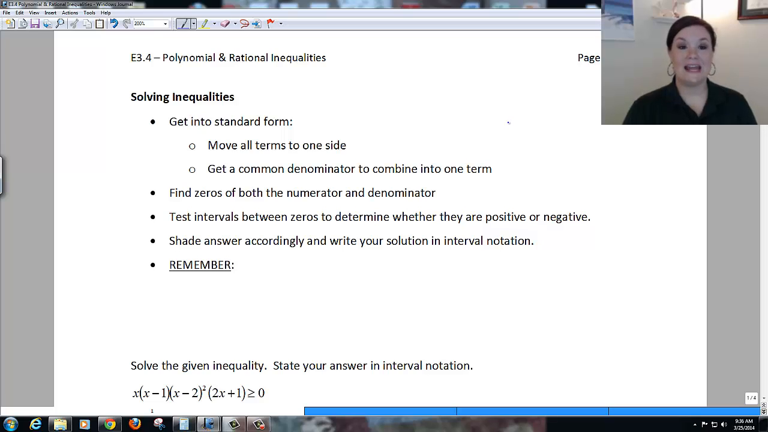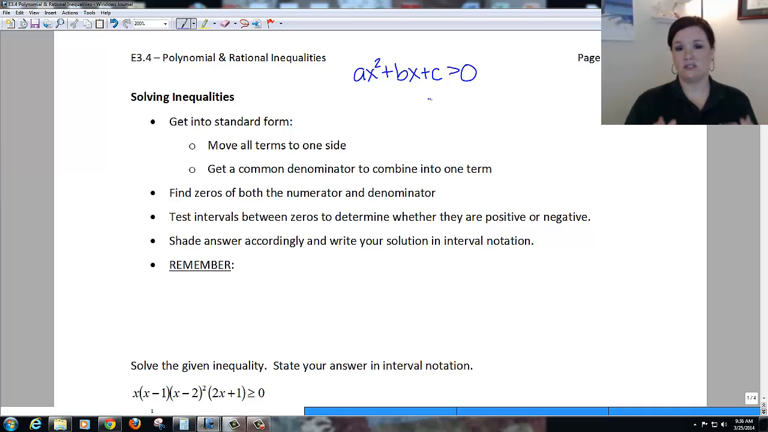Okay, so this is section E3.4, which is polynomial and rational inequalities. This is something that looks like, I don't know, ax squared plus bx plus c is greater than 0. Something like that, okay? We still solve and find the zeros just like we have been doing in Unit 3.